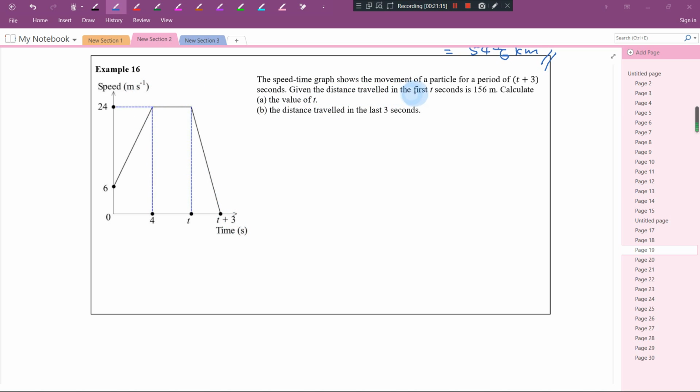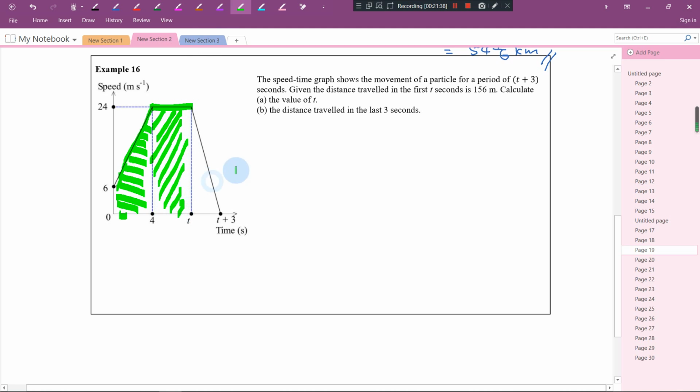Given the distance travel in the first t second, which is over here, it's 156. Calculate the value of t. It means that the area under the graph for this part will be equal to 156, right? So first we need to write an equation. How do we find the area for this part? You have a trapezium, a rectangle.